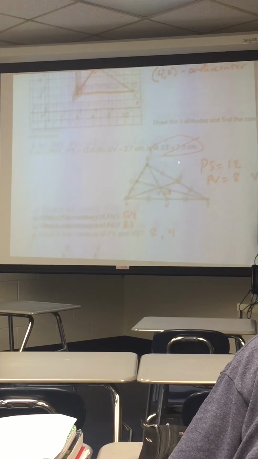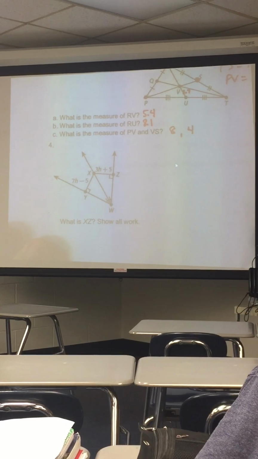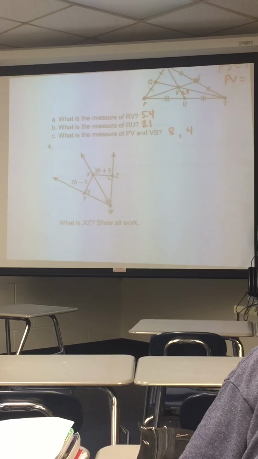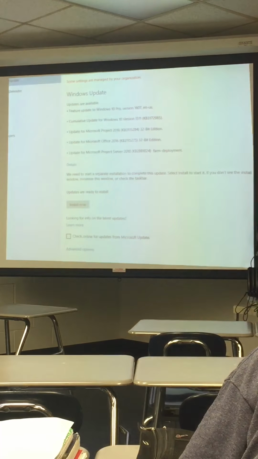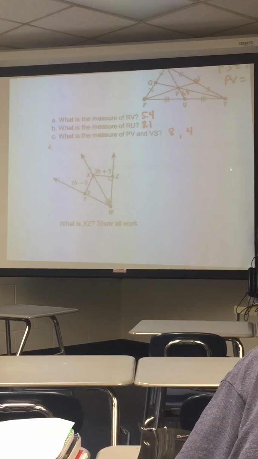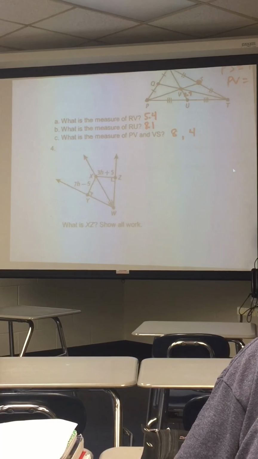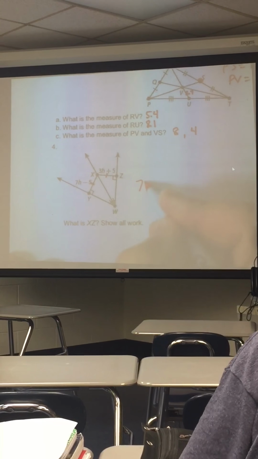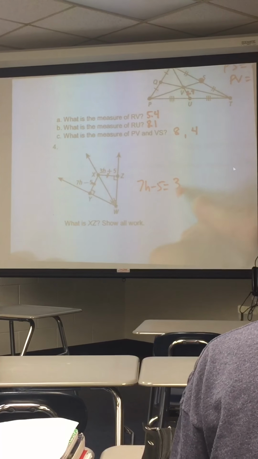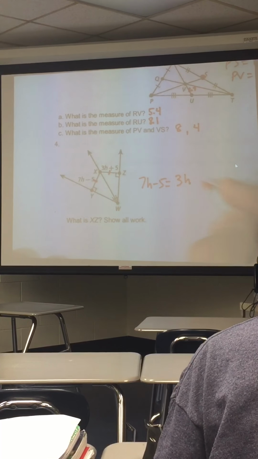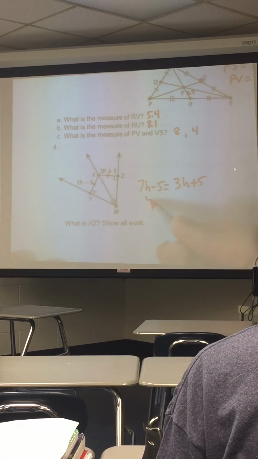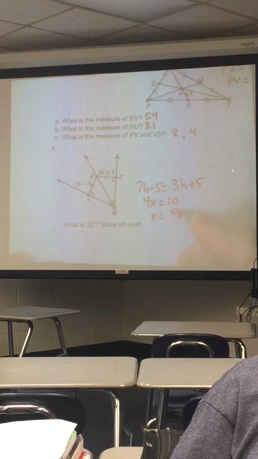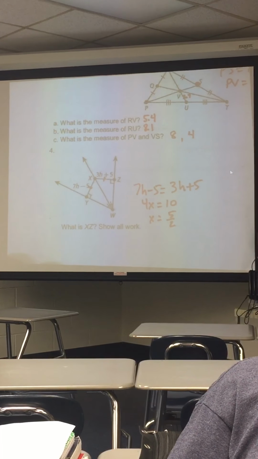Number 4 says, what is XZ? Well, we know that these are equidistant from the rays, and so I can set up 7h minus 5 is equal to 3h plus 5. So 4h then is equal to 10. h is equal to 5 halves, 10 fourths. That's not what they were asking for.